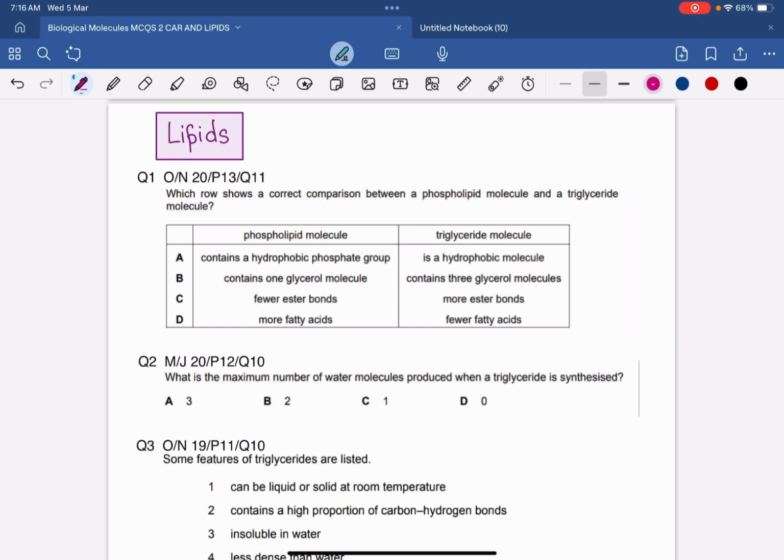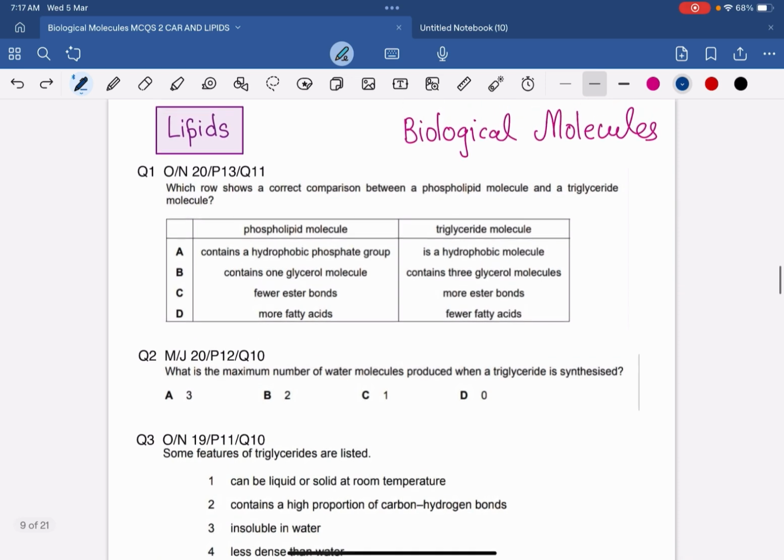In today's class, we will be solving the topical MCQs of the biological molecules. Specifically, we are going to look at the topical MCQs of the lipid portion in the biological molecules. So we are going to start off with question number 1 over here.